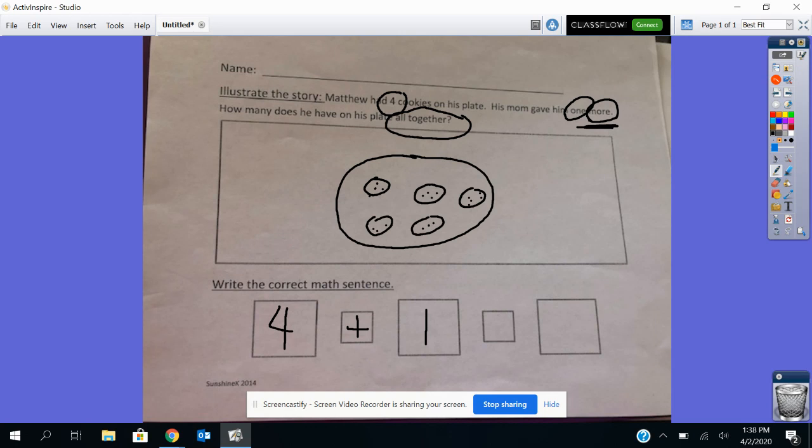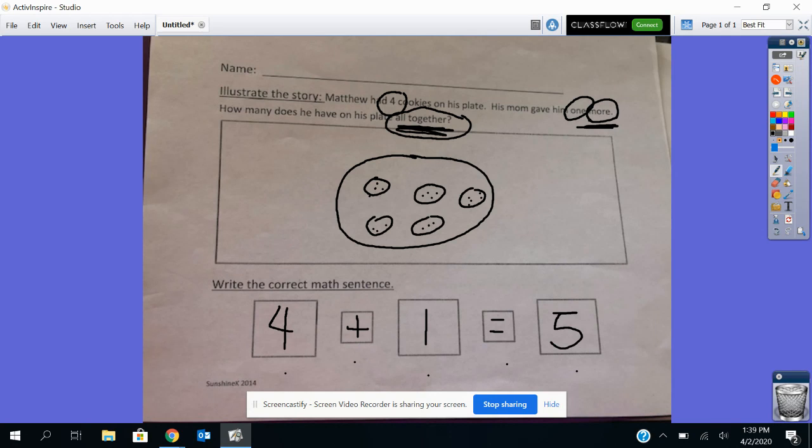Now, is our number sentence finished? Nope, not yet. We're looking for how many he has altogether. So we need our equal sign, and we need to finish our sentence. So go back and count how many he has altogether. How many does he have? Good, he's got 5. So to finish ours, we need to write a 5. So let's go back and make sure we're right. Let's read our number sentence again and then make sure it matches our actual sentence, our story problem. So our number sentence says we have 4 plus 1 equals 5.